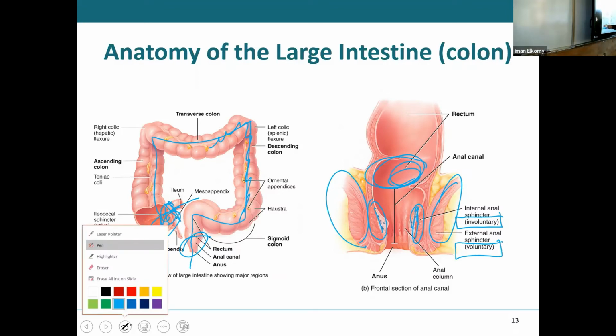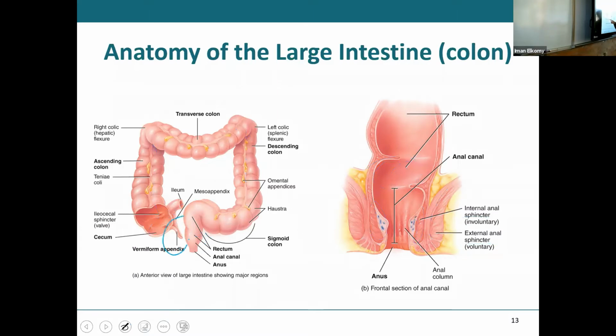I do want to mention one thing. Right here is an appendix. We didn't see any appendices because cats don't have an appendix. But that is a little patch of lymphatic tissue that we have at the colon.